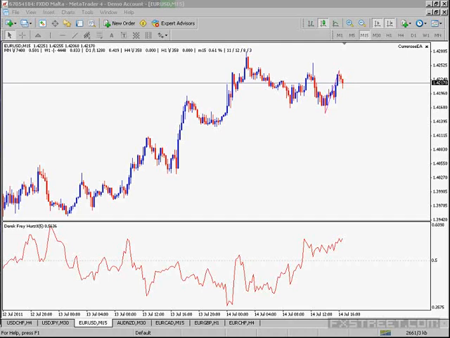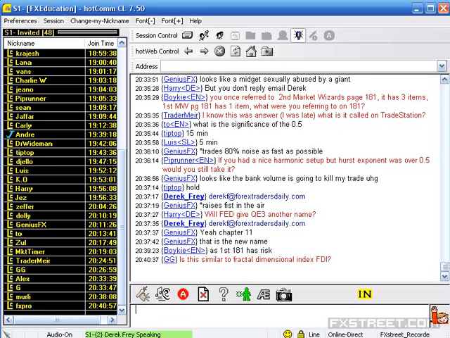If you had a nice harmonic setup but the Hurst exponent was over 0.5, would you still take it? That's a great question, and the answer is unlikely. There are some rare occasions where that is okay, but they're very rare. So the easier answer would be to just say no.